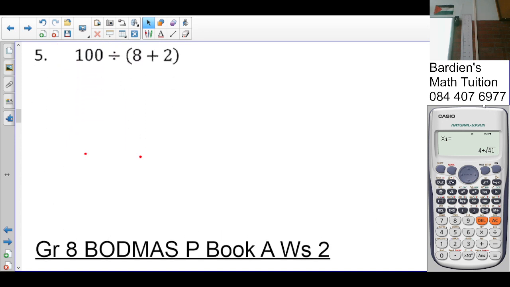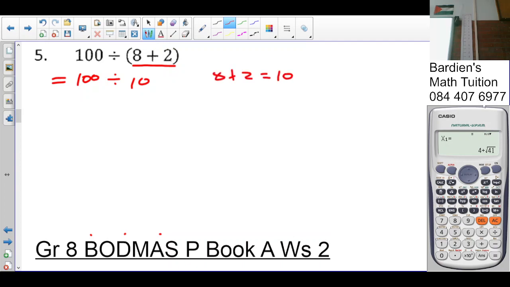In the sum we have division, we have brackets and we have addition. So what must be done first? The brackets. So inside the brackets the addition. So it's going to be 100 divided by 10. People do not say 10 divided by 100. Or do not write first 8 plus 2 is 10 and then you say 100 divided by 10. You don't do that. Okay?